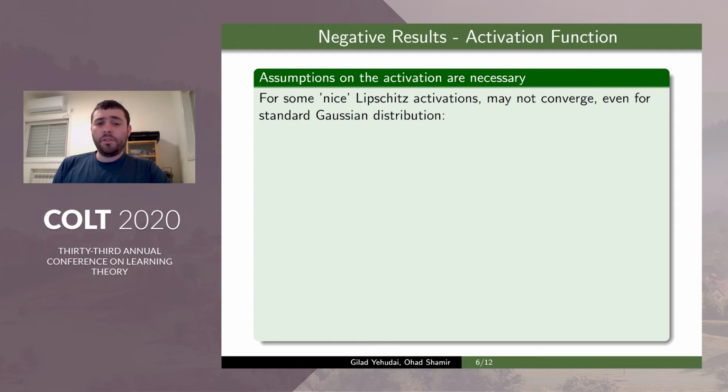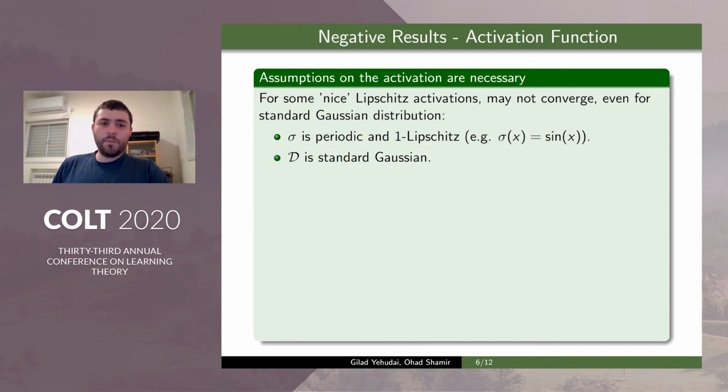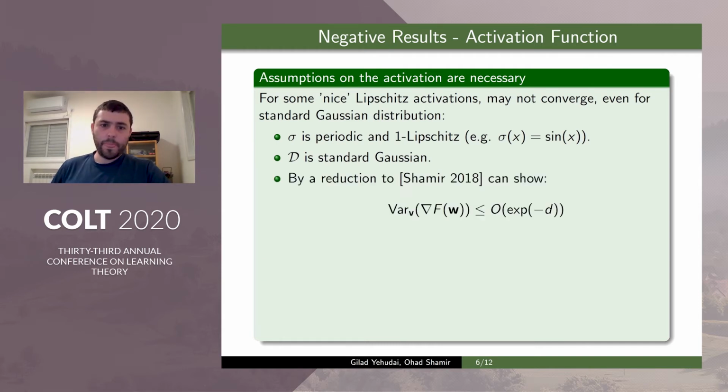Next, we show that for some nice Lipschitz activation functions, we also may not be able to converge, even if we use the standard Gaussian distribution. So assume that sigma, the activation function, is some periodic and 1-Lipschitz function. For example, we can choose sigma to be sine of x or cosine of x, and the input distribution is just standard Gaussian. By reduction from a previous work by Shamir, we can show that the variance of the gradient of f of w, where we take the variance with respect to the target vector v, is exponentially small in the input dimension.